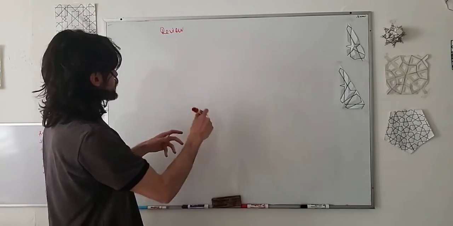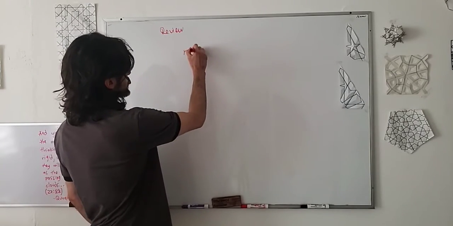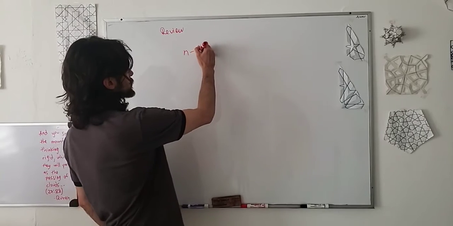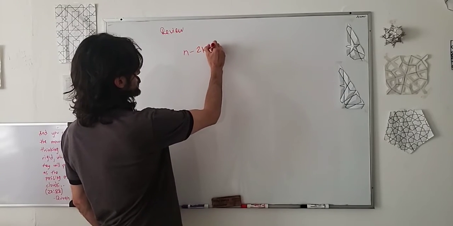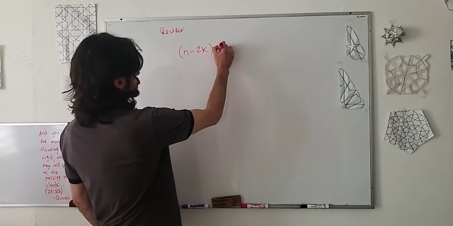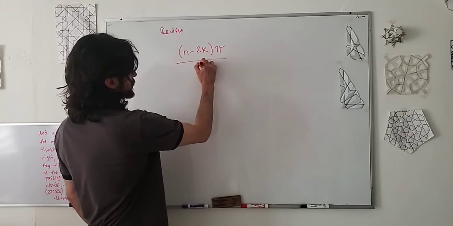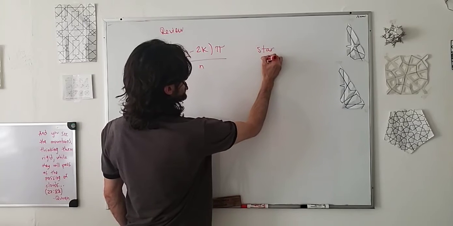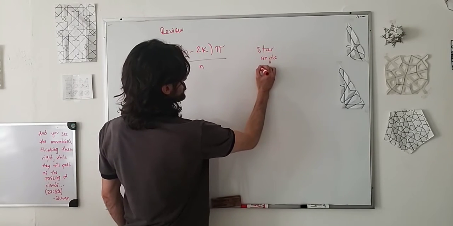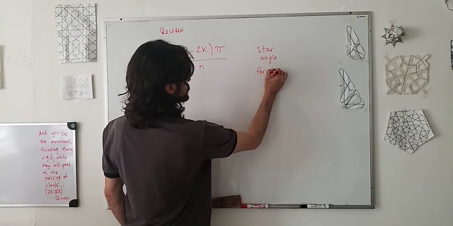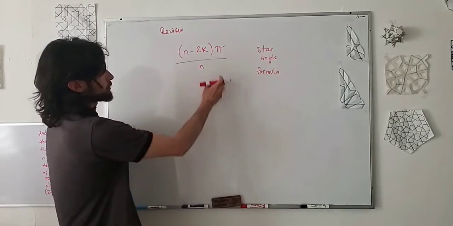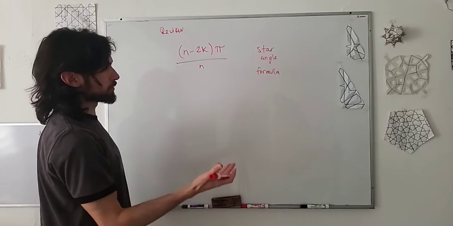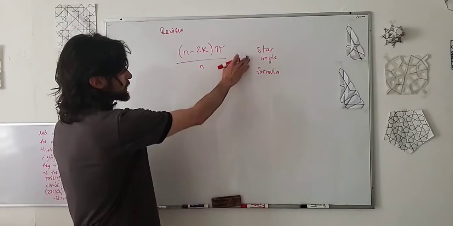So again, review. Last class we saw the significant development of the star angle formula. It's (n minus 2k) times pi over n. And this is the star angle formula. Of course, you can substitute pi by 180 and still get the same thing. But okay, so we got the star angle formula.